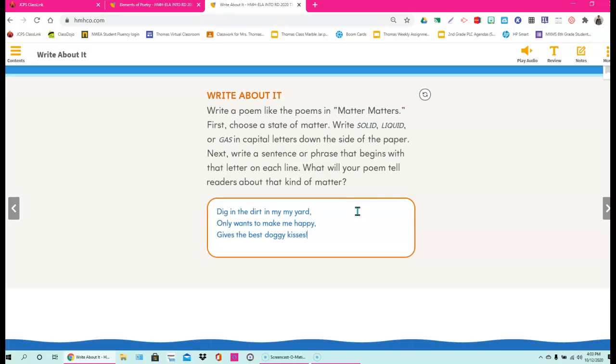So again, do not just copy what the author did in the book for Matter Matters. I want to see what you know about this topic, and I want to see what you can do as a poet. Do an awesome job, and when you're done, make sure you take a picture of your work on page 213 and attach it to the assignment. Do your best.